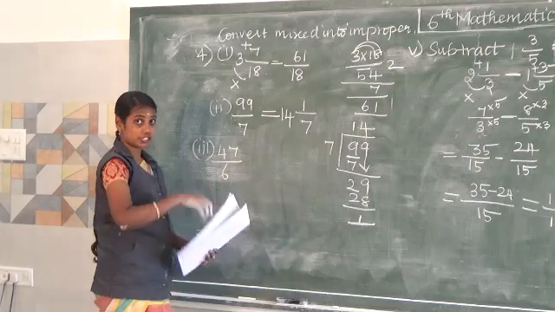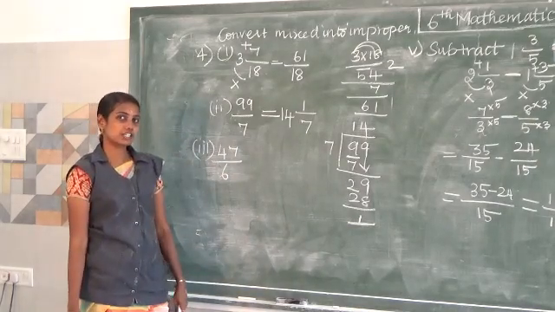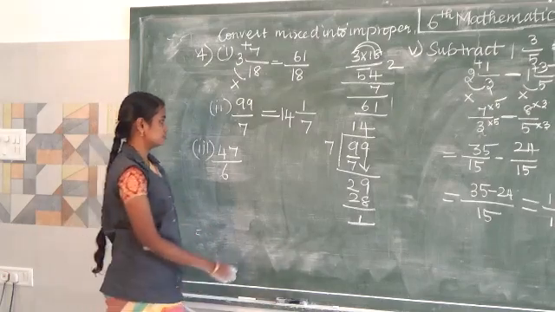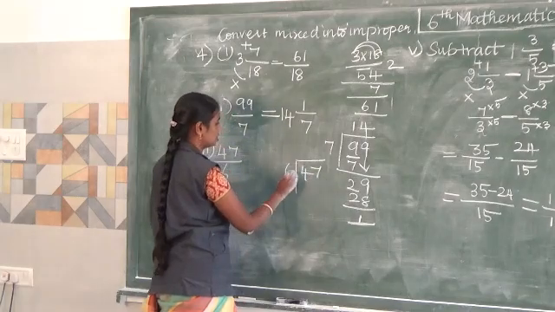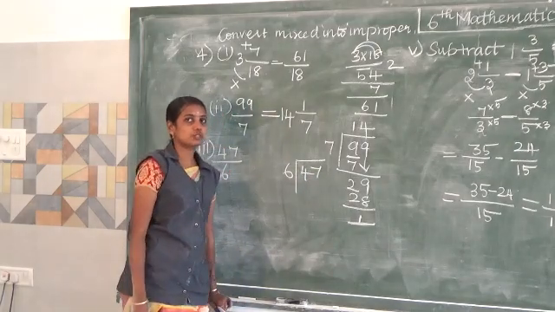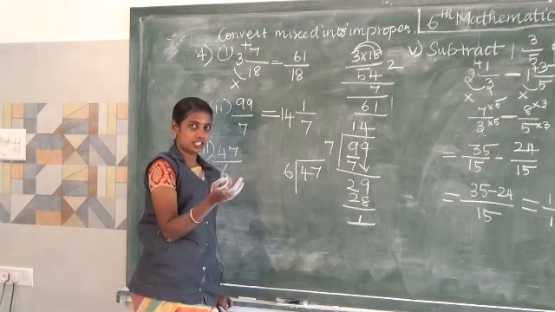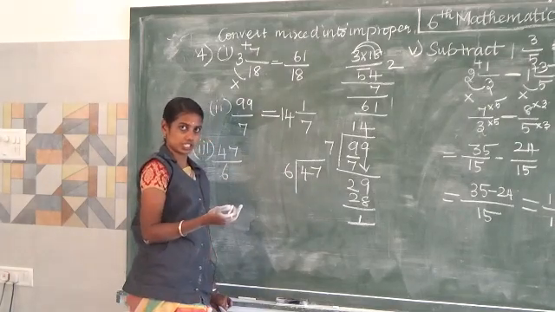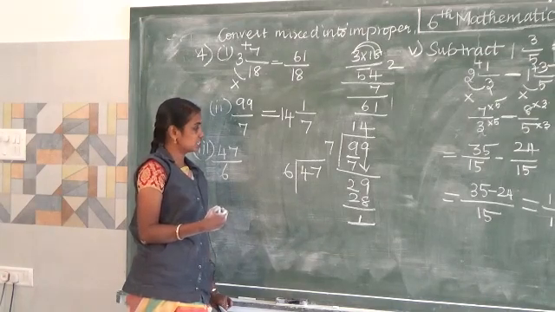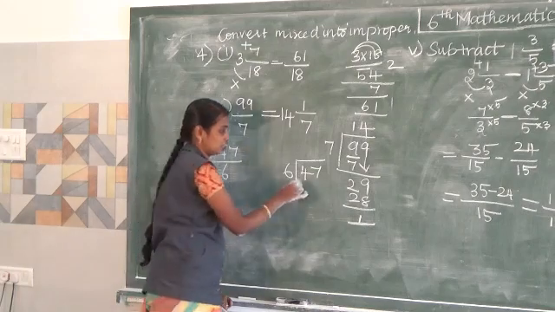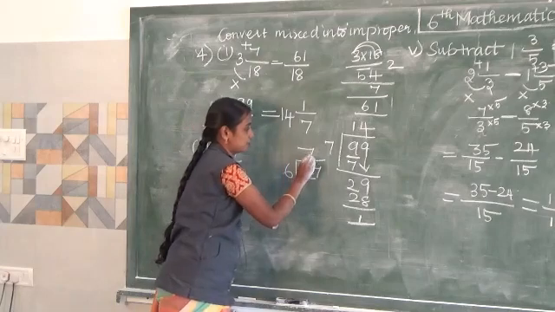Option 3 is 47 by 6. It is also an improper fraction. Convert the improper fraction into a mixed one. Go for the division. 6 table: how many times will 47 come? We have to see. We know that 6 5s are 30, 6 6s are 36, 6 7s are 42, 6 8s are 48. But here 47 only is there, so take the lesser number. 6 7s are 42.